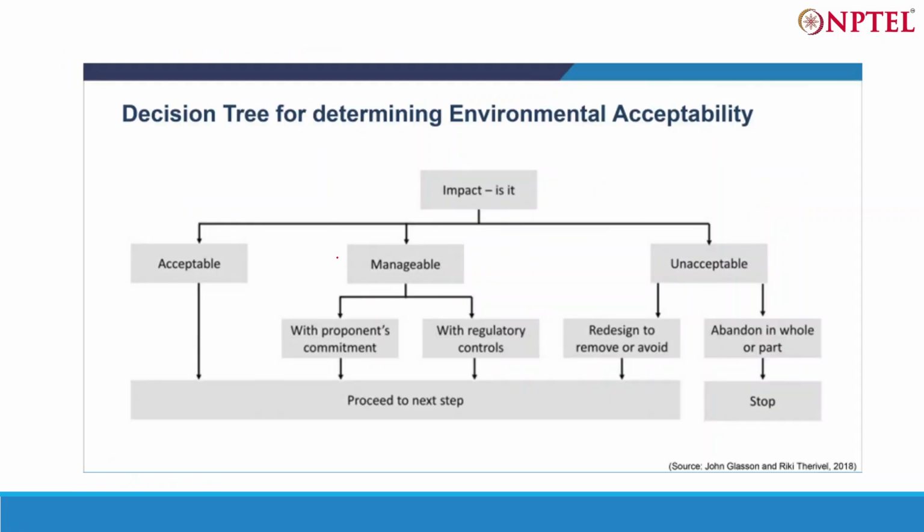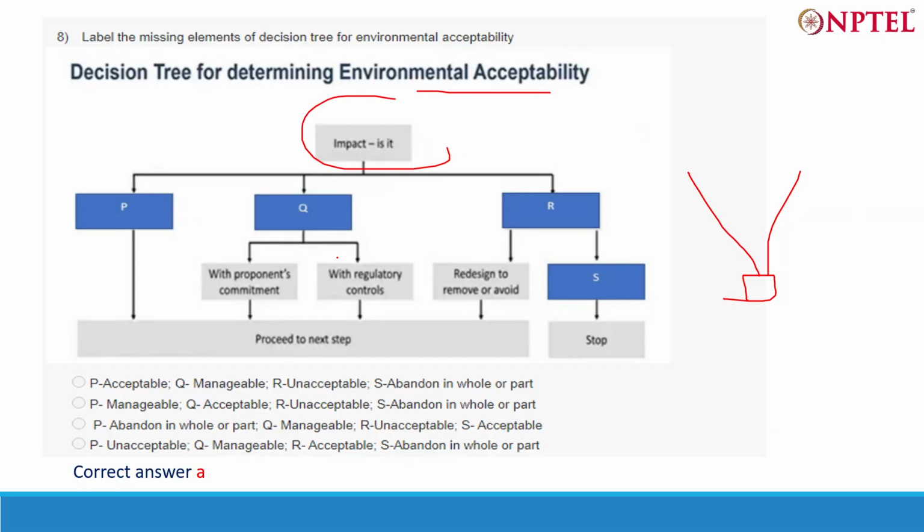So actually, I put the decision diagram here. Basically, P is acceptable, Q is manageable, and R is abandoned in whole or part. If there is an impact and it is acceptable, then we proceed to the next step. Some impacts are below the limit, so we can proceed to the next step and build the project.